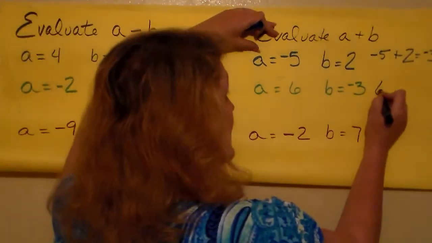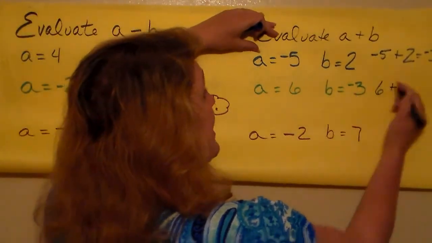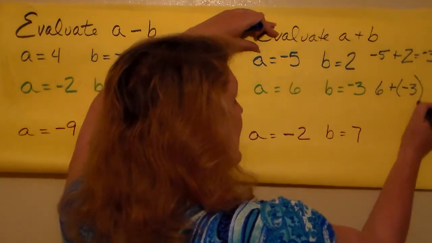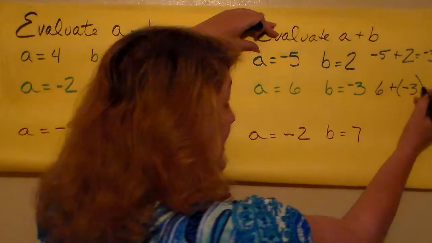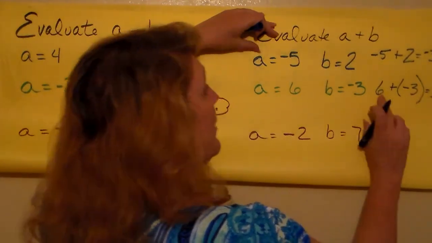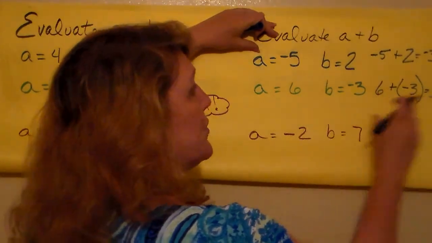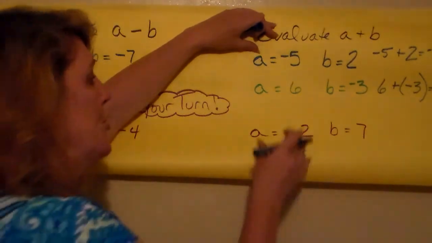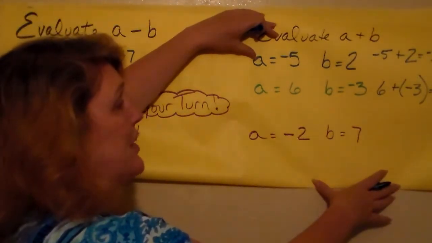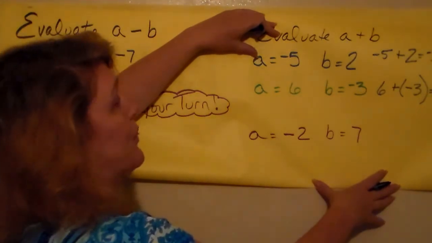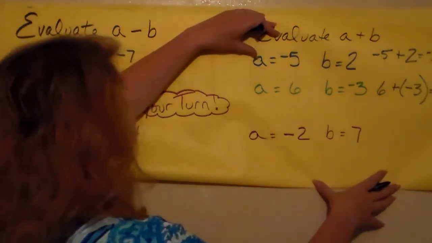A equals 6 plus B equals -3. So signs are different. I'm going to subtract. Again, I get 3. But this time the 6 is bigger, so this is a +3. Does that make sense? So here you go. This is your turn. A equals -2, B equals 7. You give that a shot. You tell me what A plus B equals.